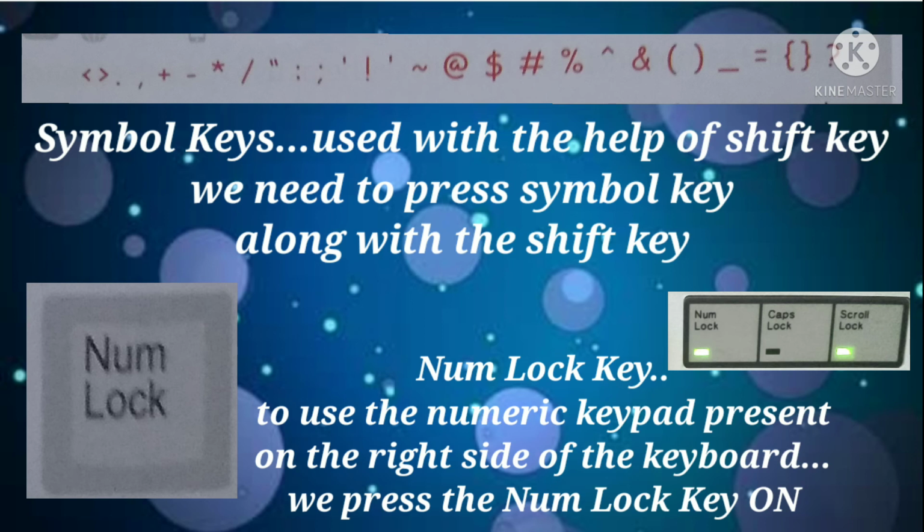Next is the number lock key. If we want to use the numeric pad that is present on the right side of the keyboard, then we have to press the number lock key on. Only then we will be able to use the numeric keypad. So when the number lock key is on, a green light indicates that the number lock is on and you can use the numeric keypad.